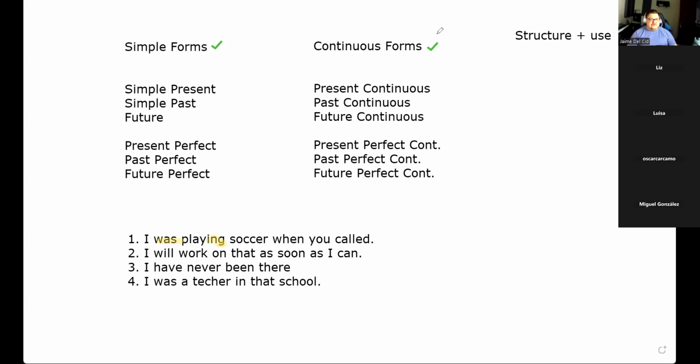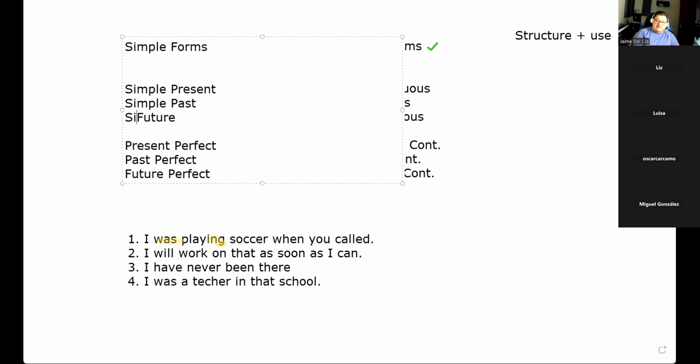Okay, is that a simple form or a continuous form? It's a simple form. And what will be the tense? Simple future or future. That's correct. Simple future or future. You're right. It's the same. So we have identified that.